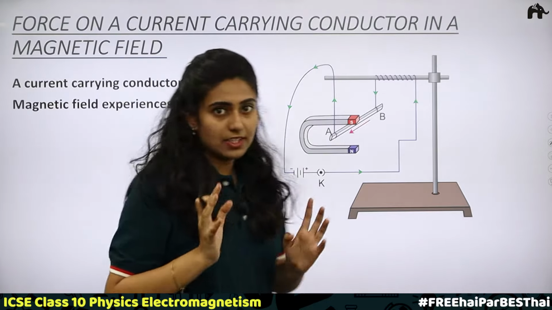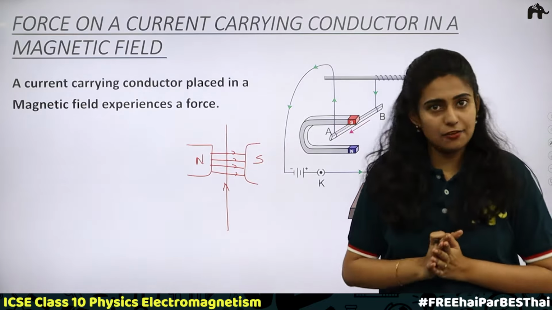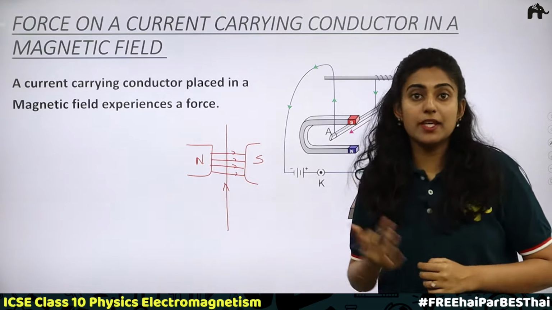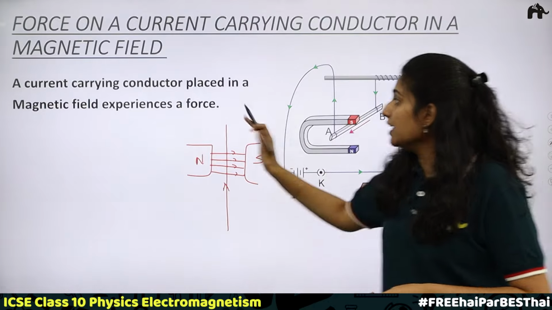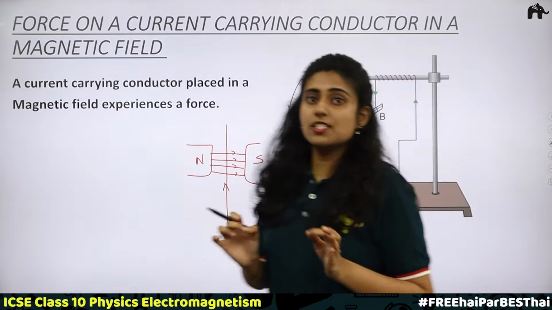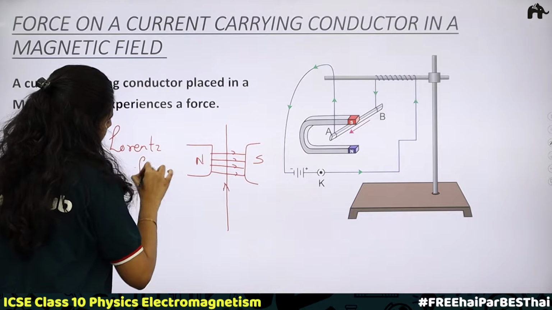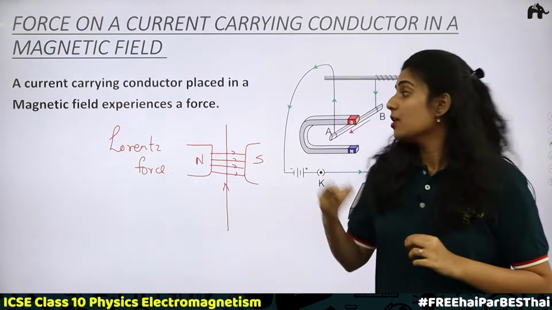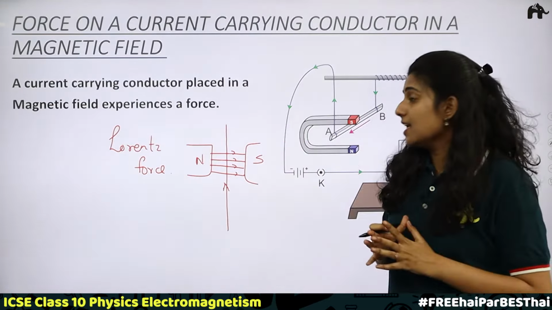This motion is created because of a force. You have to remember one thing: a charge which is moving in the presence of a magnetic field will experience a force. Many charges flowing in one direction make a current, since only moving charges can create current. So a current carrying conductor placed in a magnetic field will experience a force, and this force is called Lorentz force. A scientist named Lorentz said that a moving charge in a magnetic field experiences a force. We can understand this with an experiment.